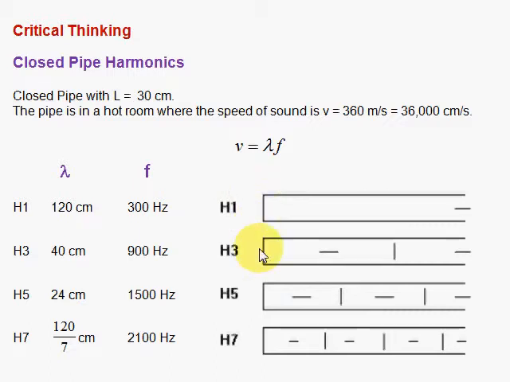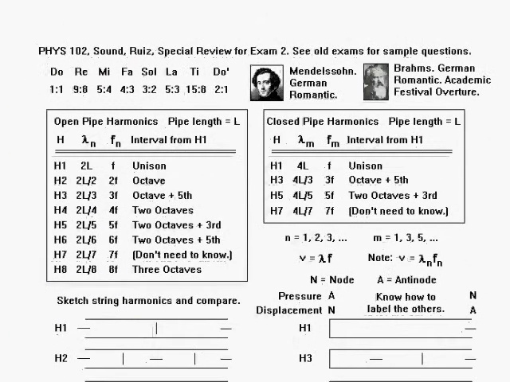The Physics of Sound and Music, Doc here with you for critical thinking and closed pipe harmonics. We're going to go to the Silver Bullet review for exam 2, and we're going to look at how we can remember the closed pipe harmonics chart from the open pipe harmonics chart, which, by the way, is the same for the string.